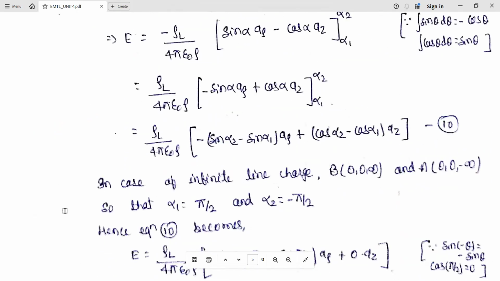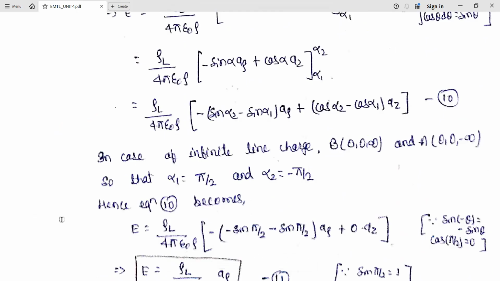So finally, this expression is reduced to this format, where we have E equal to rho L by 4 pi epsilon naught rho inside the bracket. Now we have substituted the value of alpha 2 and alpha 1. So finally, minus sine alpha 2 minus sine alpha 1 a rho for this term. Again, we have to substitute in this term, so we are getting this part. Now, this is the general expression for electric field intensity in case of a line charge.